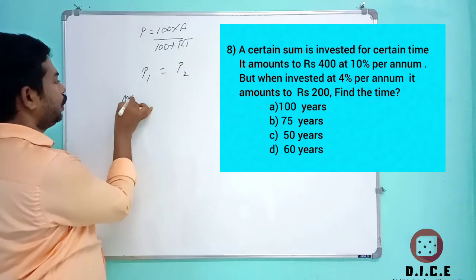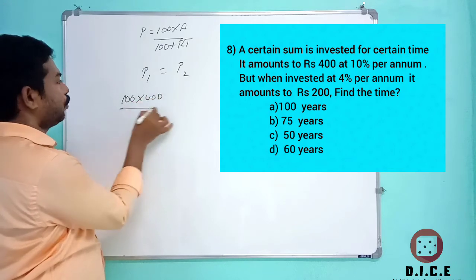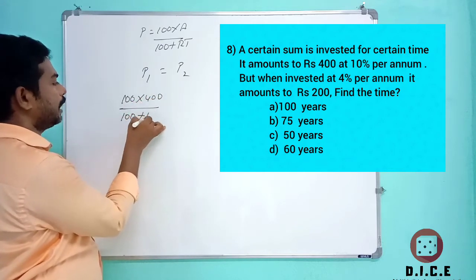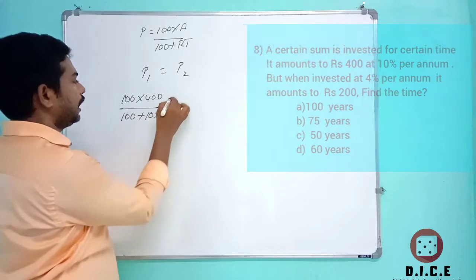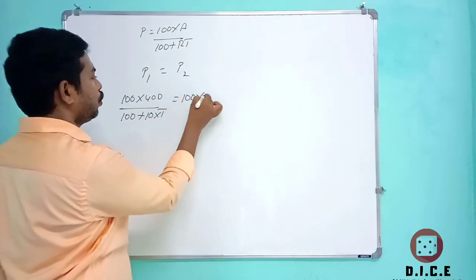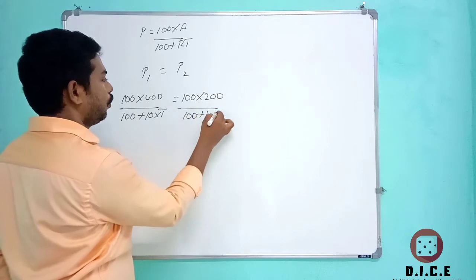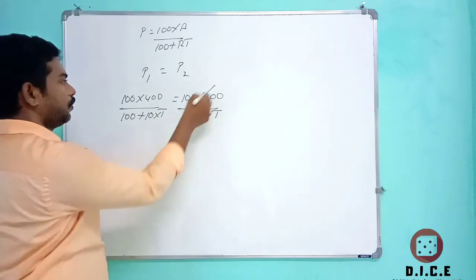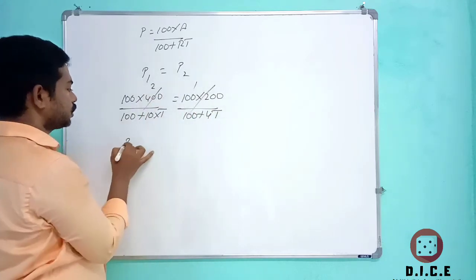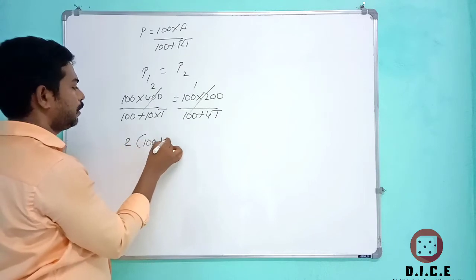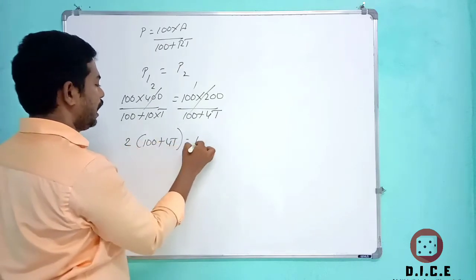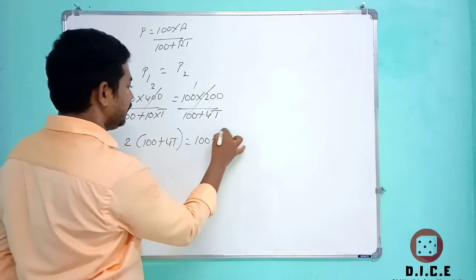So therefore 100 into what is the amount here? First case 400 by 100 plus what is the rate? 10t. We don't know the time, we have to find the time. The second case, what is the amount? 200 by 100 plus what is the rate? 4t, and time we have to find out. Therefore 1 sa, this 2 sa, cross multiplication 2 into 100 plus 4t is equal to 100 plus 10t.